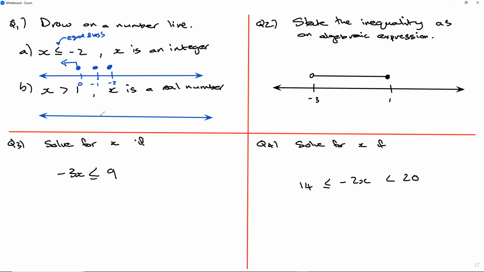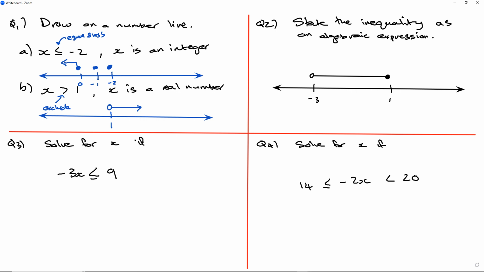All right, x greater than 1, identify 1. This one here would be an open circle because here we exclude the 1. So it's an open circle for excluding, closed circle for including. And we're going as a real number, so it would be a solid line. Okay.